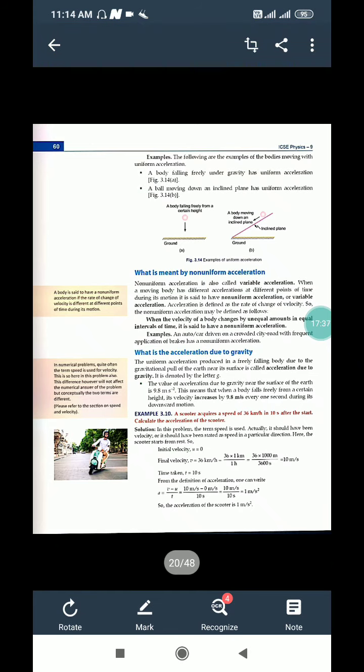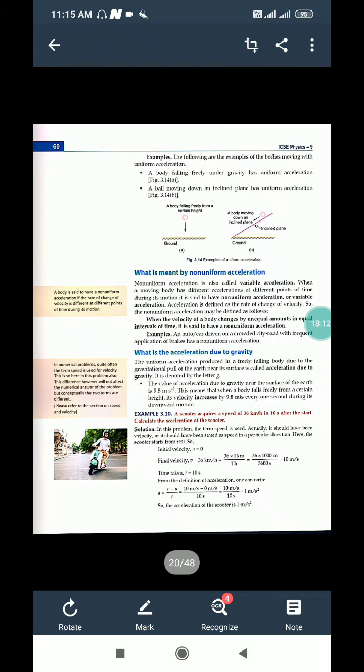Now acceleration due to gravity. When a body falls freely under gravity, the acceleration produced in the body due to Earth's gravitational attraction is called acceleration due to gravity. It is generally denoted by the letter small g. When a body falls down, its velocity increases with time, so the acceleration is plus g, while if the body moves vertically upward, its velocity decreases with time, so the acceleration is minus g or retardation.